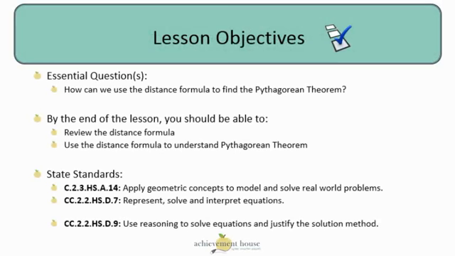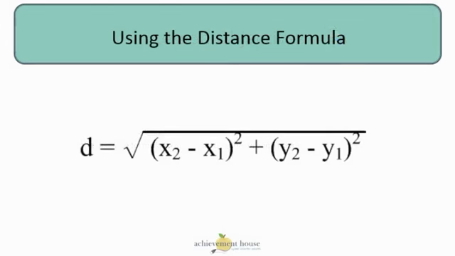How can we use the distance formula to find the Pythagorean Theorem? By the end of the lesson, you should be able to review the distance formula and then use the distance formula to understand Pythagorean Theorem. So let's just review the distance formula one more time. D equals the square root of x2 minus x1 all squared plus y2 minus y1 all squared.